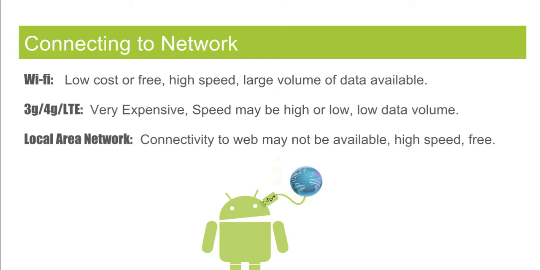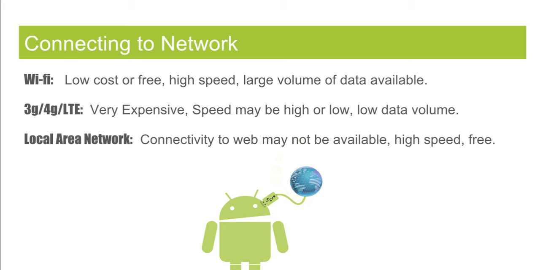First is Wi-Fi. Wi-Fi is either low cost or it's completely free, like publicly available Wi-Fi, Wi-Fi in offices, or even the home Wi-Fi. Almost all of the times, it is free, high speed, and either the data is large in volume or we get practically unlimited data.